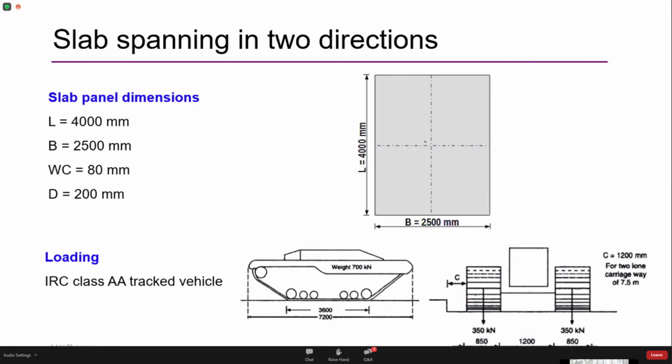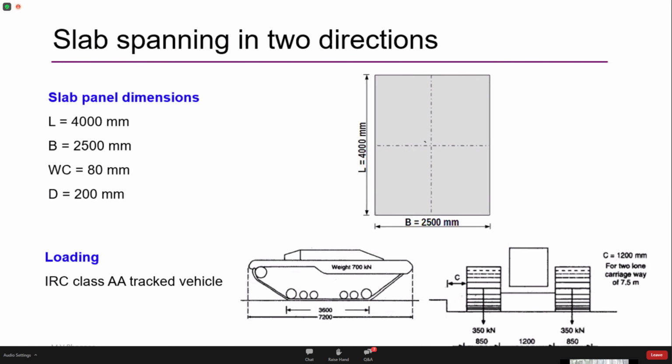I've just taken a simple example here to highlight Pigeaud's method. I've taken a simple slab panel of dimensions 4 meters by 2.5 meters. I've considered the thickness of the wearing coat as 80 mm and the thickness of the structural slab as 200 mm. I want to analyze this slab for the IRC Class AA tracked vehicle. I can solve this problem, and the same analogy can be extended for any class of loading.